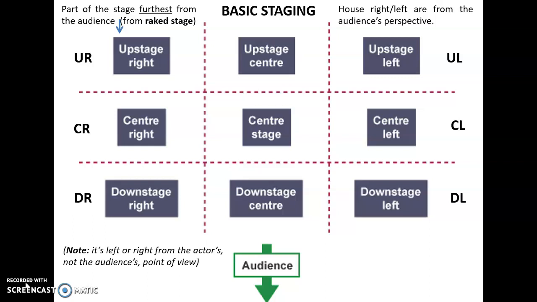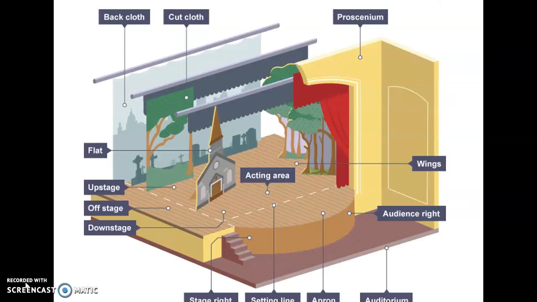The reason these are called upstage is because back in the day, the stage used to be raked, and raked just means the back of the stage used to be angled upwards, probably about 20 degrees or so. So you physically had to walk up the stage to get to the back of the stage, or walk down the stage to get to the front. These terms have still stayed today. So you've got upstage at the back of the stage and downstage at the front.